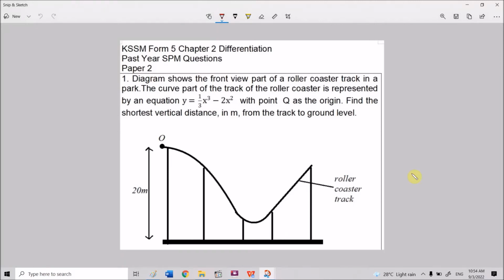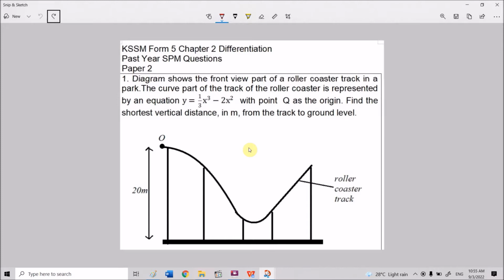Hello everyone, welcome to this video where we're going to discuss some of the clone past year questions on the chapter differentiation, which is in the new syllabus KSSM Form 5 chapter 2. So in this video we're going to focus only on the paper 2 type questions, and for this problem solving question they expect you to know how to use differentiation to solve the problem, and I will explain to you how you know when you need to use differentiation to solve this type of question.